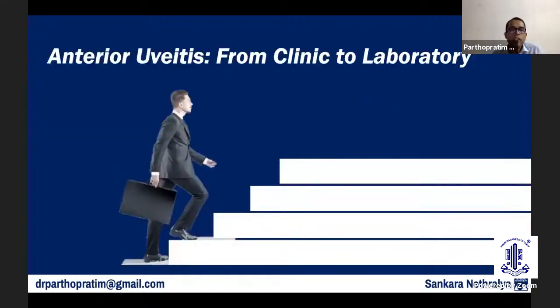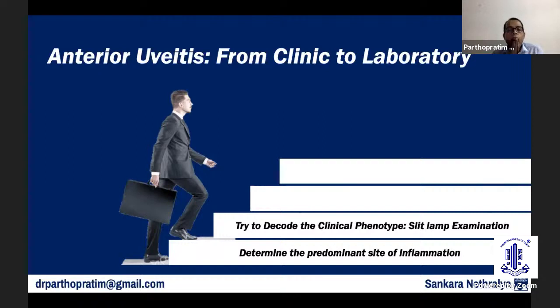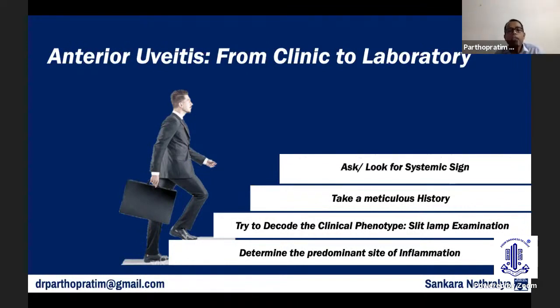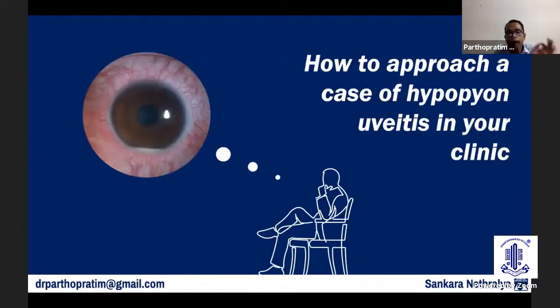Now, I'll just finish with this algorithm for anterior uveitis, from clinic to laboratory. You should determine the predominant site of inflammation. You have to rule out that the inflammation is not there in the posterior segment or in other parts of the eye. Then you have to decode the clinical phenotypes. Many speakers have already highlighted how to do a perfect slit lamp examination and find out the clinical signs. Take a meticulous history. Even if you took it before, take it again after examining the patient, sit with the patient and ask for specific systemic signs and look for them. I'll just show an approach.